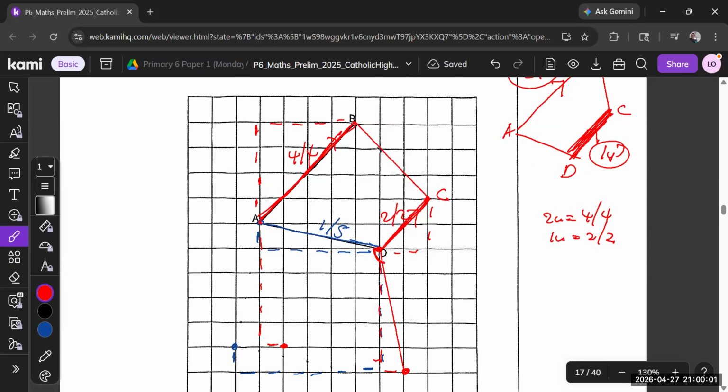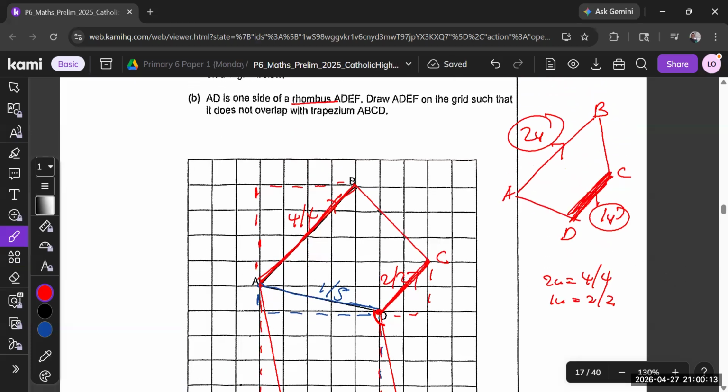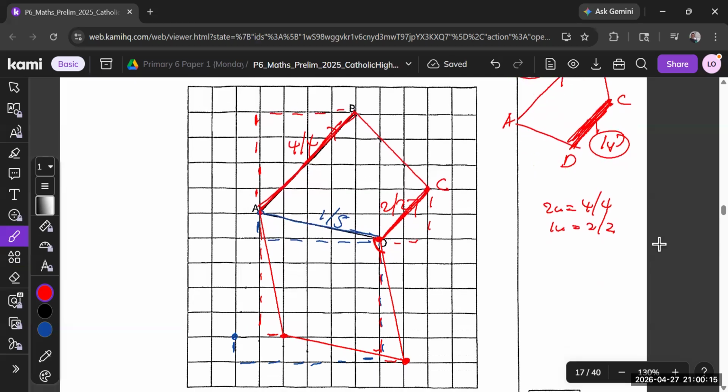And you get an acute angle. See? And then connect. Okay, connect. And that's your rhombus. So a square is not really a rhombus. Okay? So then you label. So A, D, E, and F.